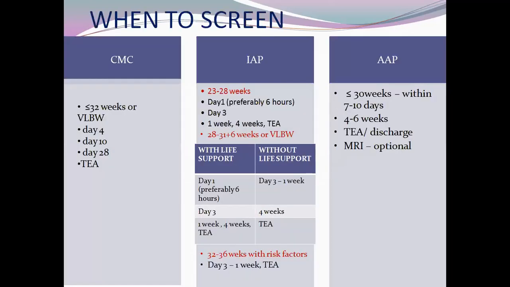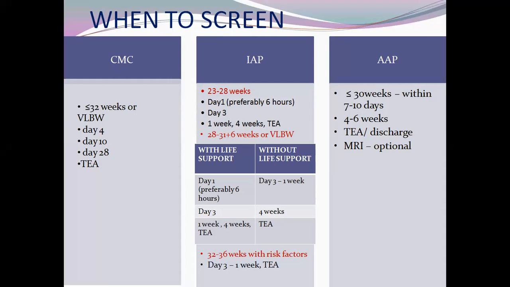So, time to screen. AAP guidelines are to screen all neonates less than or equal to 30 weeks within 7 to 10 days of life, and a repeat scan at 4 to 6 weeks, and at term equivalent age or discharge. And MRI is optional. In IAP, they say if the neonate is between 20 to 28 weeks, the scan has to be done on day 1, preferably within 6 hours, and on day 3, and at 1 week of life and 4 weeks of life and at term equivalent age.